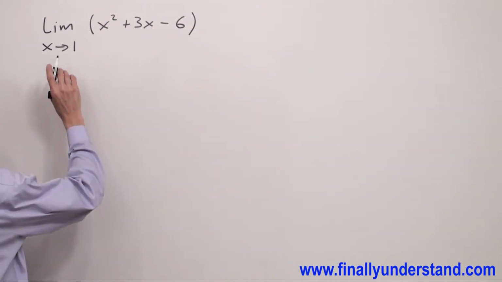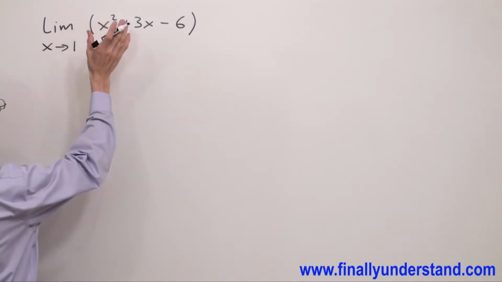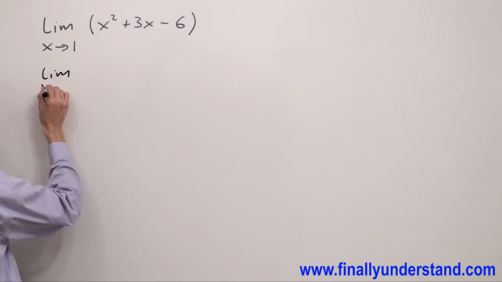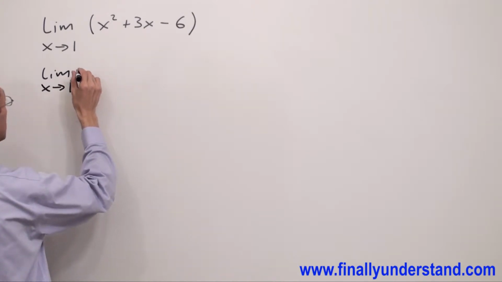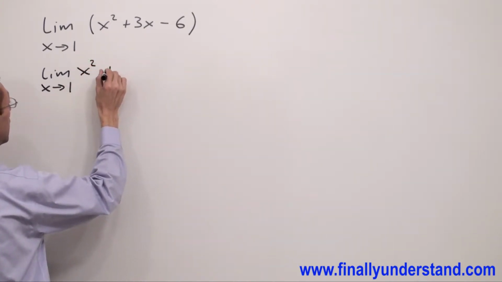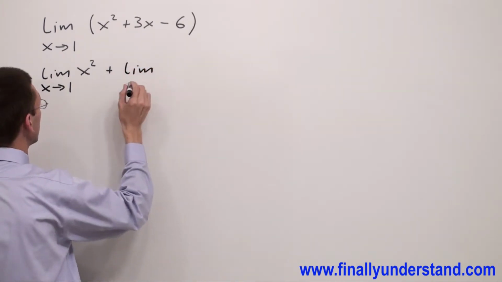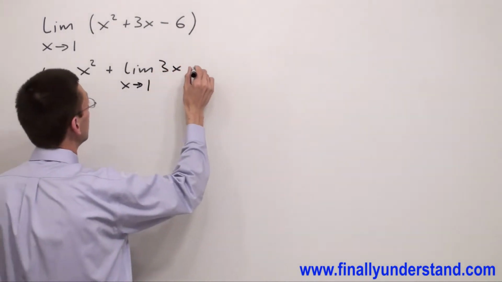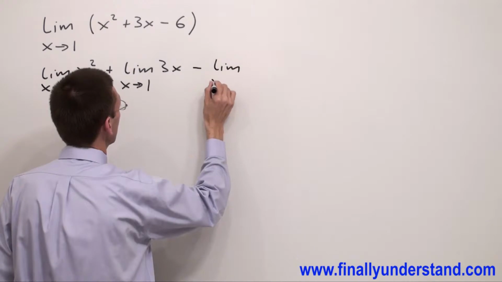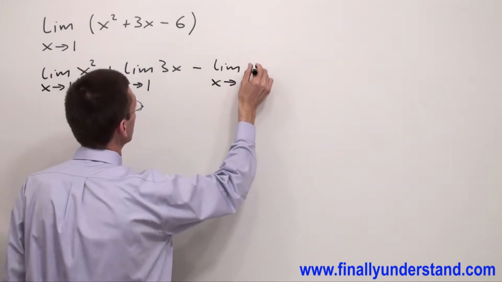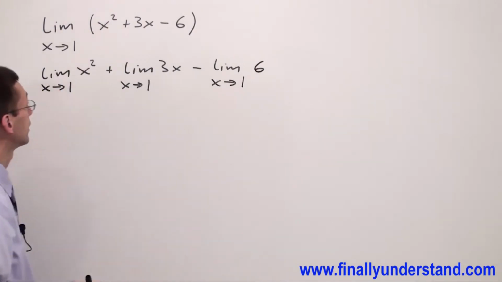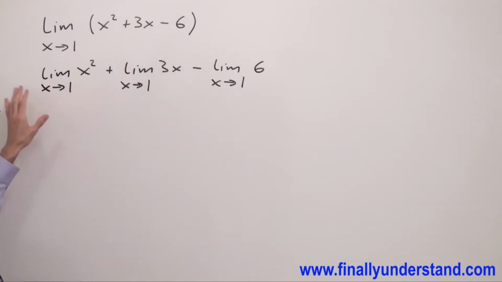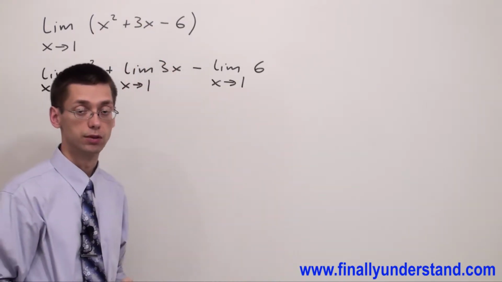Let's take a look. We have the limit of a sum and difference. We can rewrite this as the limit as x approaches 1 of x squared, plus the limit as x approaches 1 of 3x, minus the limit as x approaches 1 of 6. As I said, the limit of the sum or difference is the sum or difference of the limits.